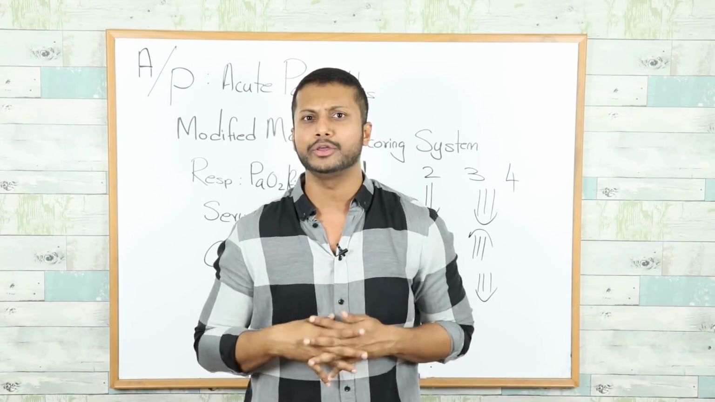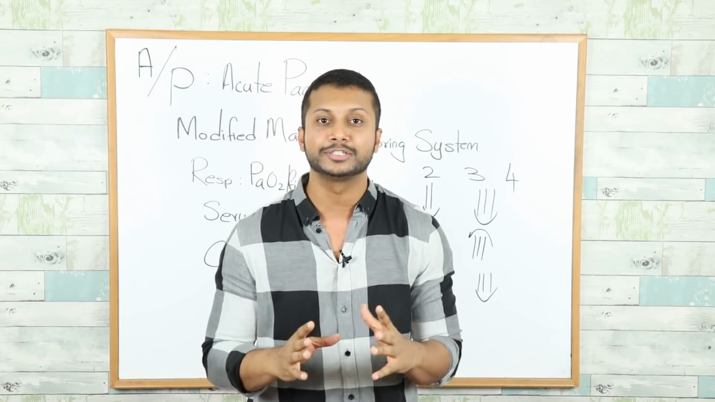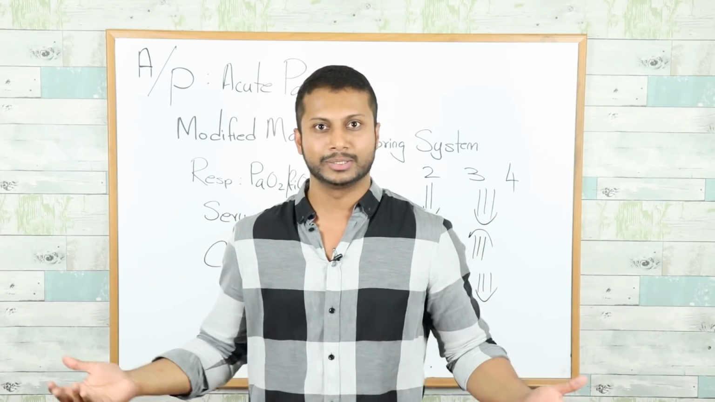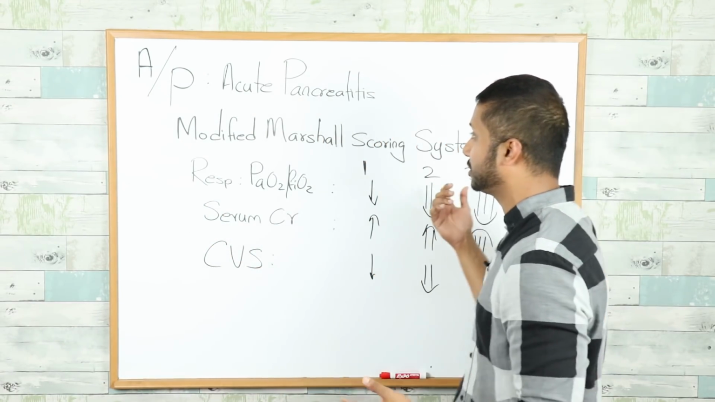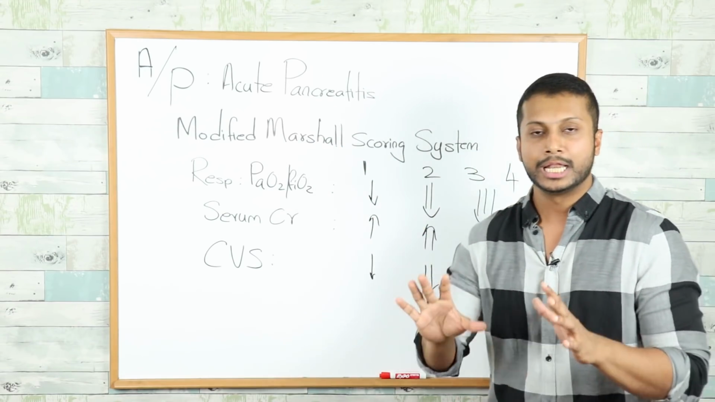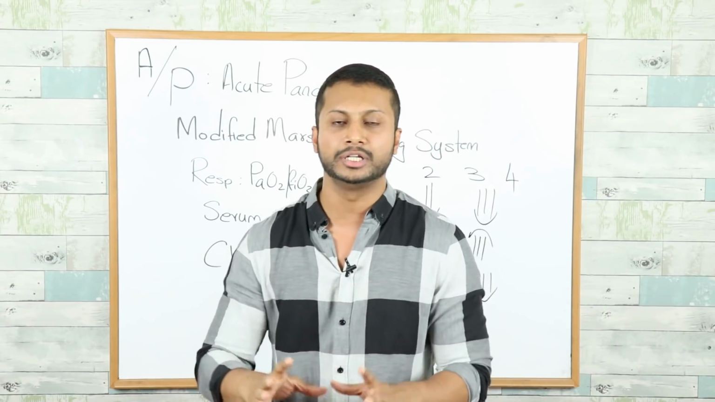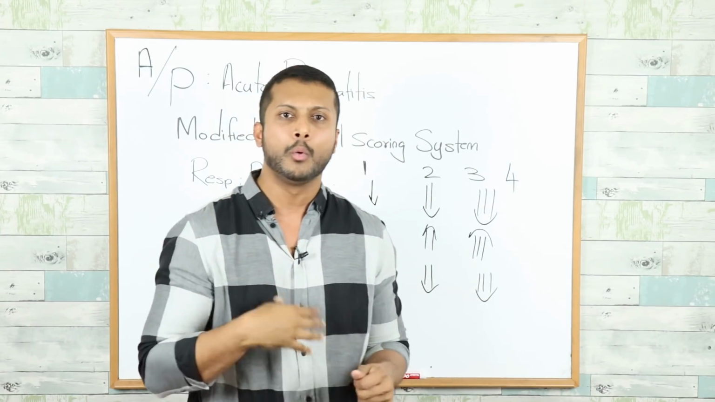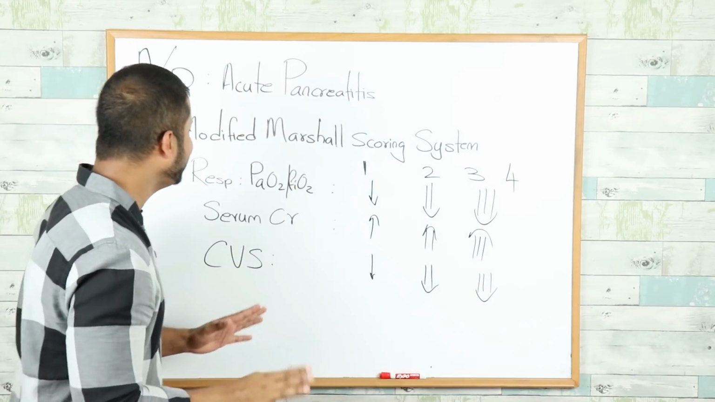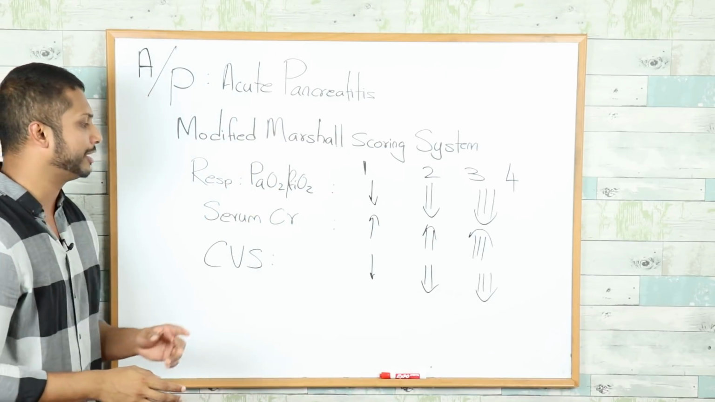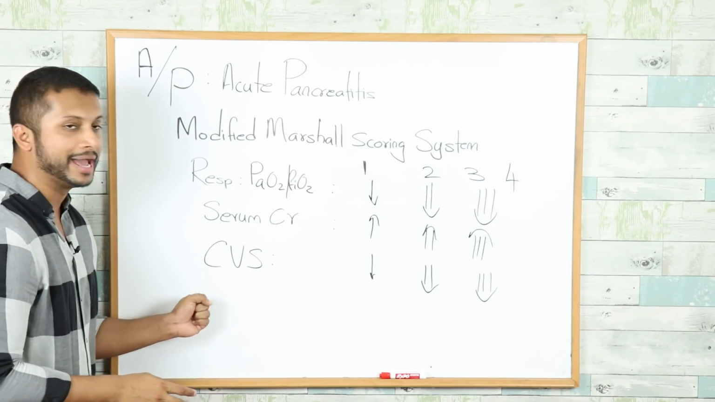So the real way you're actually going to figure this out is by using a scoring system. Of course, there's a scoring system, right? There's a scoring system for everything. So clearly there's one for this as well, and it's called the Modified Marshall Scoring System. Now I'm going to show you a table right after this which you can memorize on your own time, but for now I just want to go over what it is really about. The 3 things present in the Modified Marshall Scoring System are respiratory, serum creatinine, and cardiovascular.